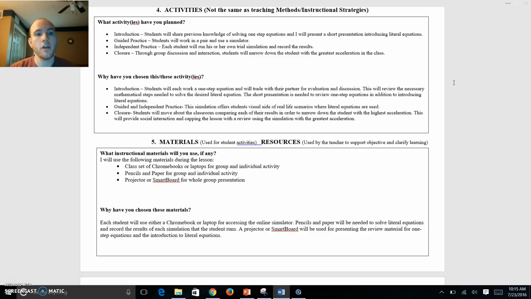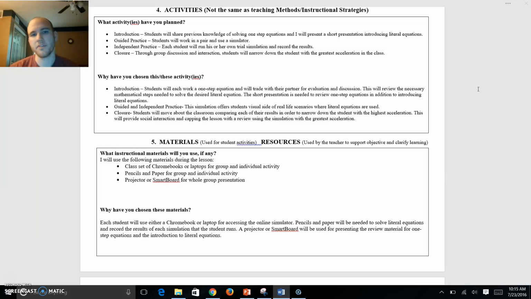And in the closure, so after they have worked through their own trial in the independent practice, I want them to go around the class and compare their acceleration results with their other classmates. And I want to narrow down who in the class has the greatest acceleration, and we're going to use that trial to kind of cap the lesson off in review. We're going to break that problem down and see how they found that acceleration value.